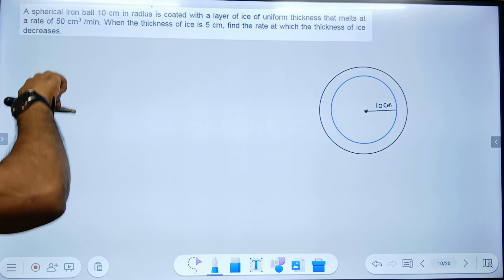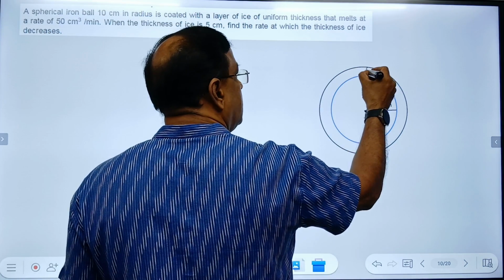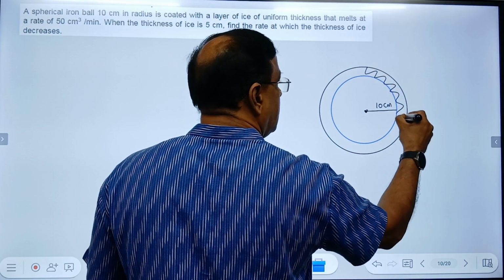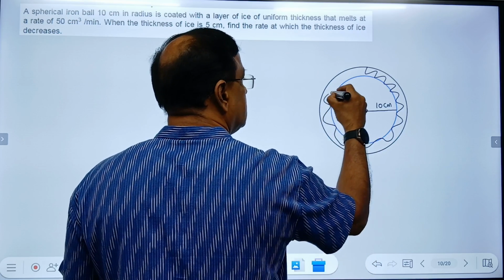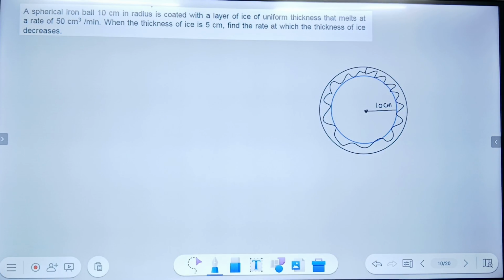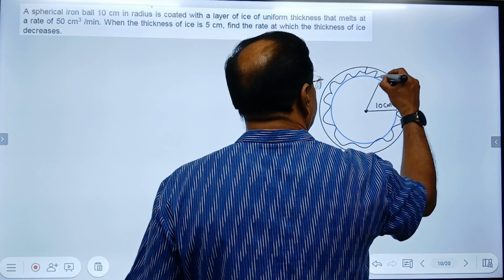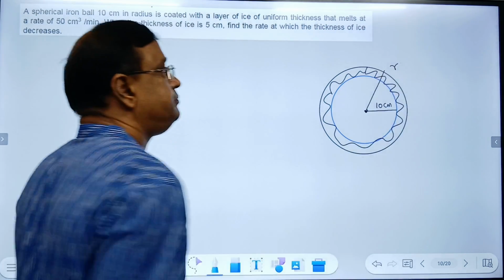is coated with a layer of ice of uniform thickness. So this is the ice, the ice with uniform thickness. The thickness is the same. Now what is the thickness? I don't know what the thickness is, but I'll take the outer radius as smaller.